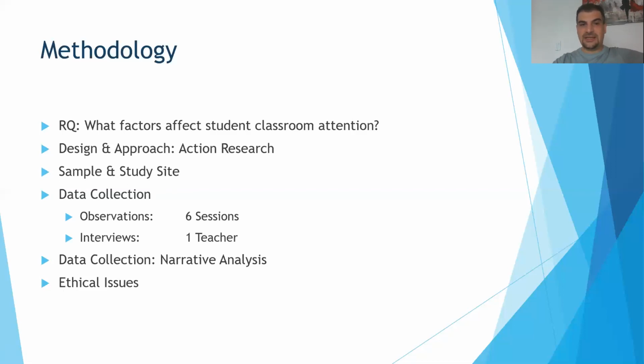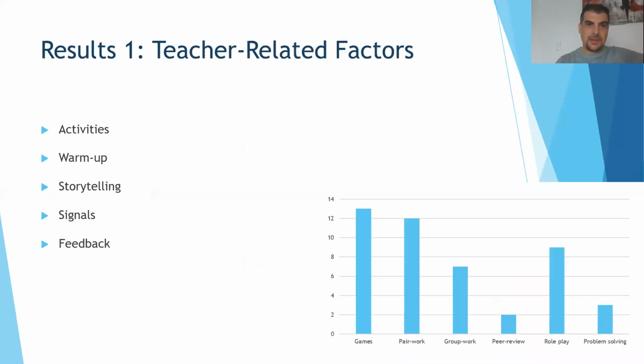For the data analysis, I tried to follow a narrative analysis. This was also supported by the Miles and Huberman data reduction and conclusion strategy. Of course, in my research, I took into account different ethical issues, for example, the informed consent, and also because this was very sensitive, since the research involves minors and school students. Now let's move on to the results.